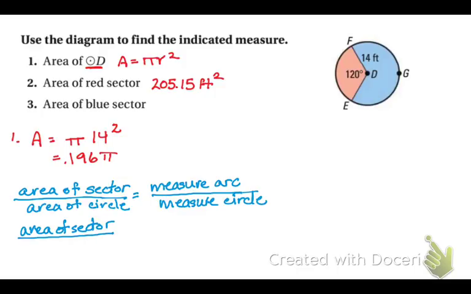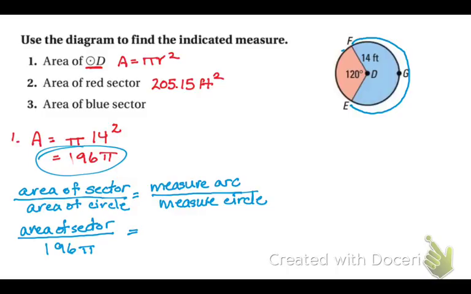Okay, the area of the circle we know from our calculation in number 1 is 196 pi. The area of the sector is equal to the measure of the arc. Now, we know this measure, FE, was equal to 120 degrees, but we're not interested in that anymore. We're interested in this arc.